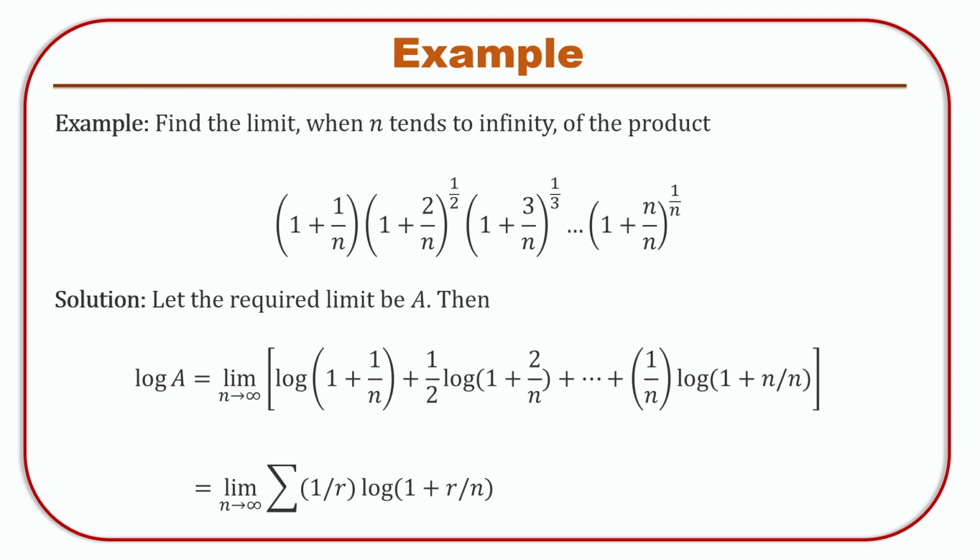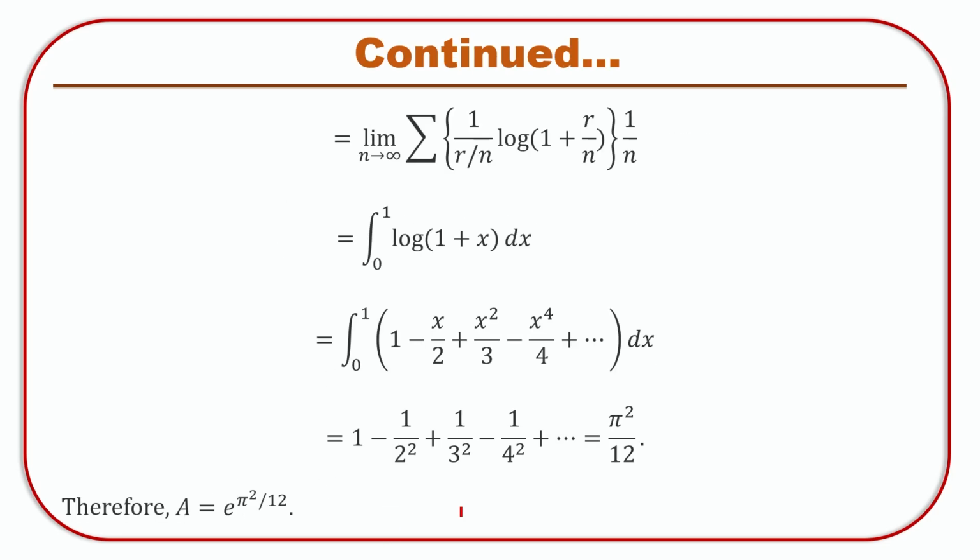So similarly, we can find out the limit of the product of 1 plus 1 by n terms by doing the same process, and as you can see here, this is going to be e to the power pi squared divided by 12. So that is our calculation.